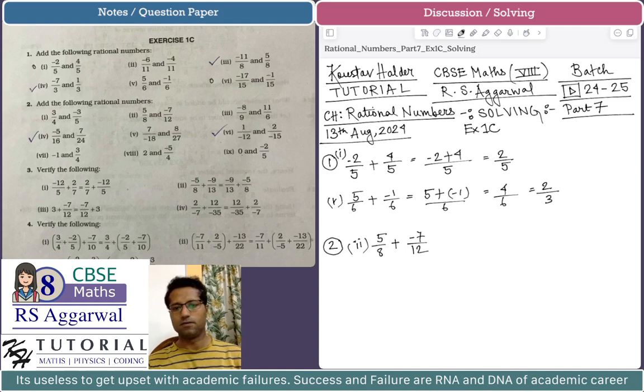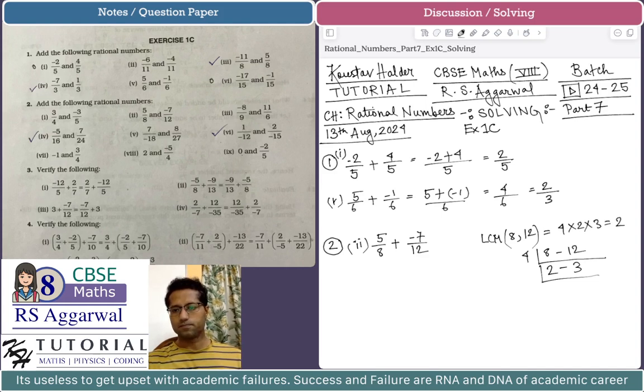When adding two rational numbers having different denominators, we need to find the LCM of the denominators. So we have to find the LCM of 8 and 12. How do we find it? I guess we should take the largest number which divides both. If we take 4, we get 2 and 3. So the LCM becomes 4 into 2 into 3, which is 24. The LCM of 8 and 12 is 24.